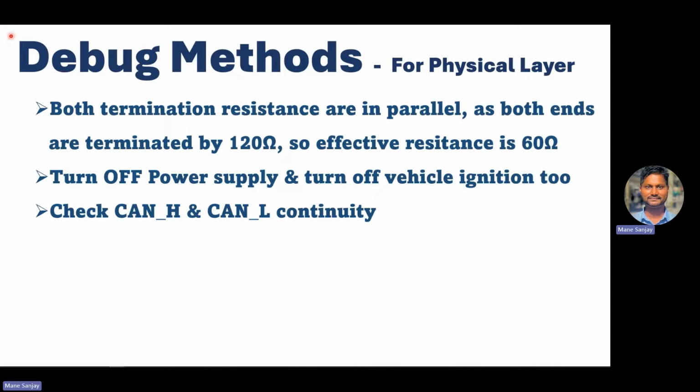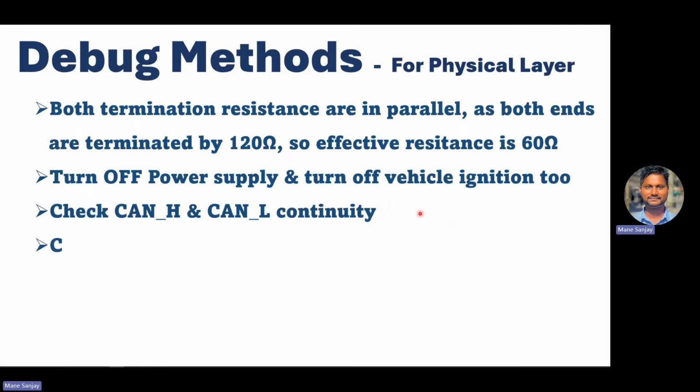Initially, the first step is to check the continuity. CAN H and CAN L should have continuity. It should not be open. Check the continuity in the CAN H itself: pick up one end of the CAN H and the other end of the CAN H. Also do it for the CAN L, and check the continuity between CAN H and CAN L also. There should be continuity. That should not be open. That's the second checkpoint. The first is that you have to turn off.